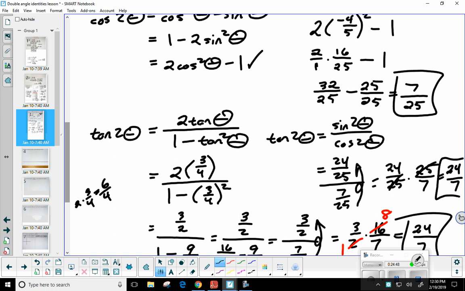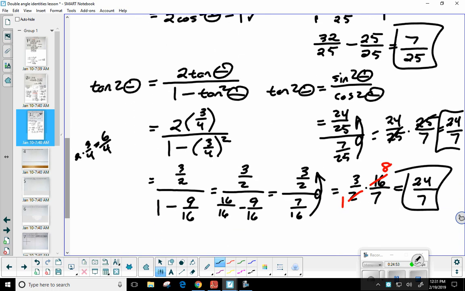So really, if you've already found sine of 2 theta and cosine of 2 theta, you don't have to use the formula for tangent of 2 theta unless you really want to. You can just divide out the fractions that you originally had.